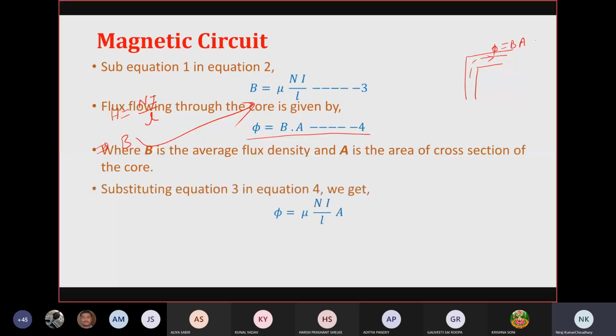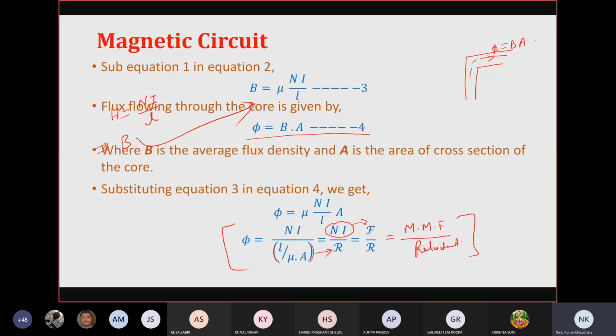Phi is equal to mu Ni by L into A. So this can further be written in terms of the MMF and the reluctance of the medium. So phi is equal to Ni by L by mu A, where L by mu A is basically the reluctance of the magnetic circuit, right? So Ni is nothing but MMF, magnetic-motive force, by reluctance. So this is one of the useful expressions which you may require while solving magnetic circuits, right?